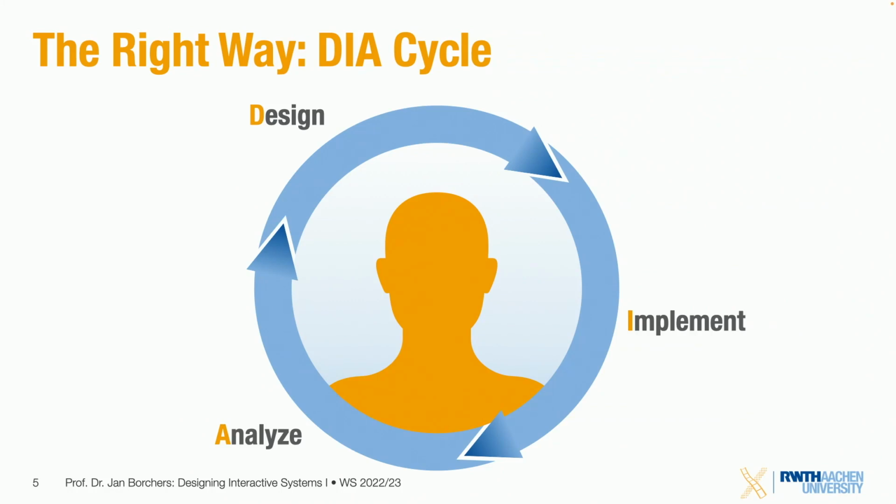With the design, you come up with an idea for your interface, your proposed software, your app, whatever it is. And then in the implementation, you build some kind of artifact, some kind of prototype. Not the final system, mind you. Implementation doesn't mean sit down and write code. Implement can also mean draw something on a piece of paper. It's just making a prototype. And then you analyze whether you are on the right track.